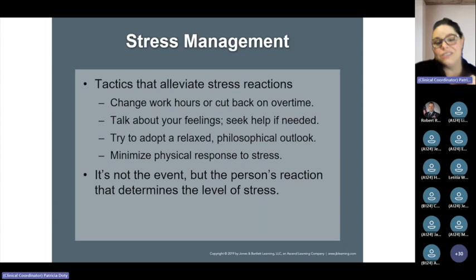Let me get back here. It's not the event, but the person's reaction that determines the level of stress. So what that means is, let me take a step back for you for 2 seconds. There are 42 people here in the chat. 42 people stub their big toe. 42 people, and we're talking about the exact same amount of pressure and everything else. 42 people, 43 now, will have a different idea of pain. Every single one of us.